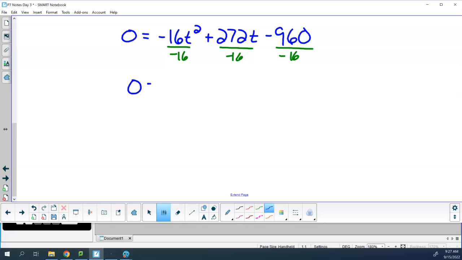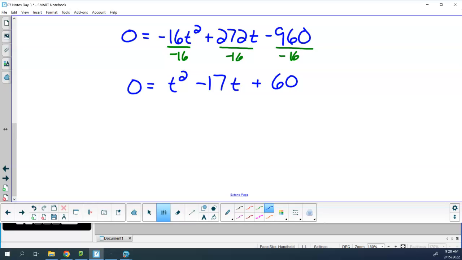So that would be 0 equals t squared minus 17t plus 60. Did we say 17? Yeah, this one should be minus. My question to you now is this. Are there two numbers in this world that when multiplied together give me positive 60 and when added together give me negative 17? Yes, ma'am.